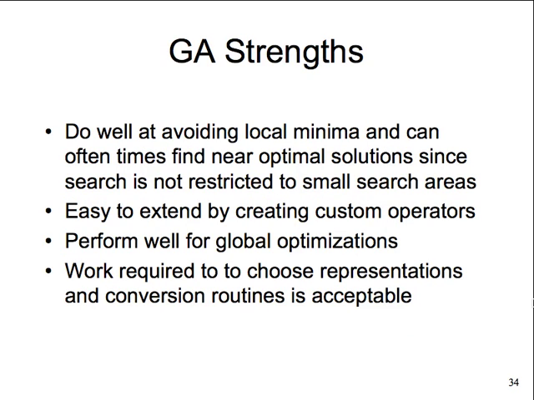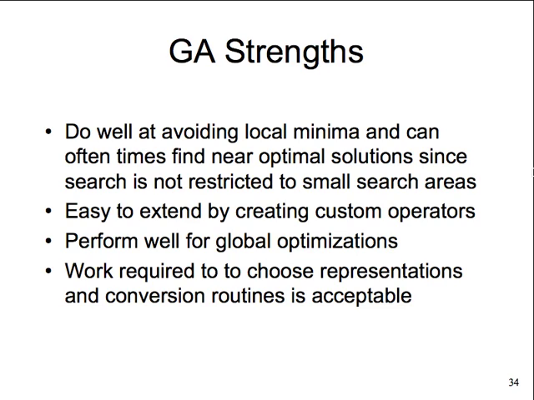So the strengths of, I'm getting to the end of this too, the strengths of the genetic algorithms: they do well at avoiding the local minima and can oftentimes find near optimal solutions since the search is not restricted to a small search area. That means you can take a genetic algorithm solution, apply it to the entire nation of populations of anything, and you end up with a larger search space with a faster solution. If you were to apply a regular, traditional computer science algorithm to that, it's going to take way too long and it's going to be impossible to solve the problem.